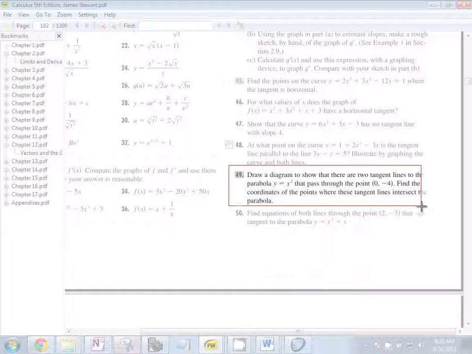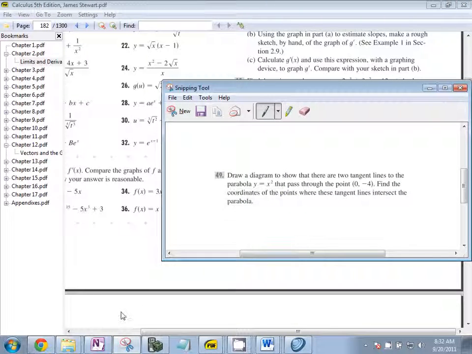Draw a diagram to show that there are two tangent lines to the parabola y equals x squared that pass through the point (0, -4). Find the coordinates of the point where those tangent lines intersect the parabola.